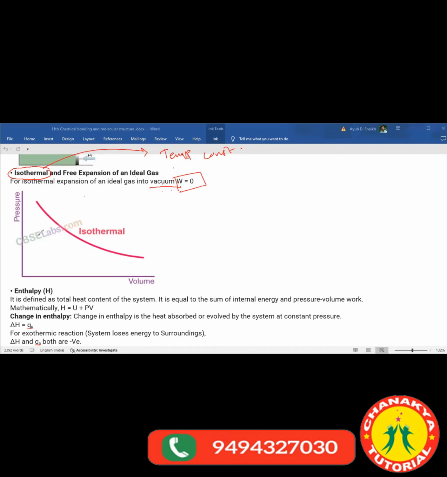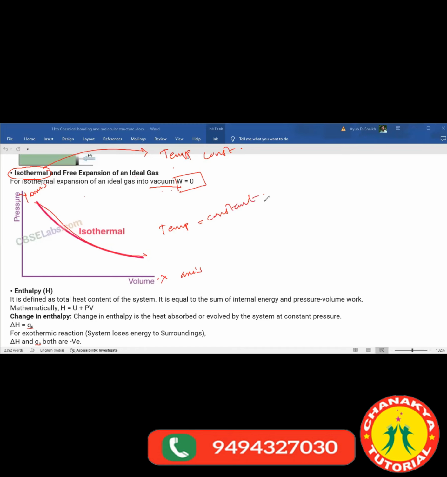So you will get the graph in this manner, and the slope would be in this way. This is the isothermal graphical representation. Here, pressure is on the y-axis and volume is on the x-axis, and in this way you will get the slope when your temperature remains constant.